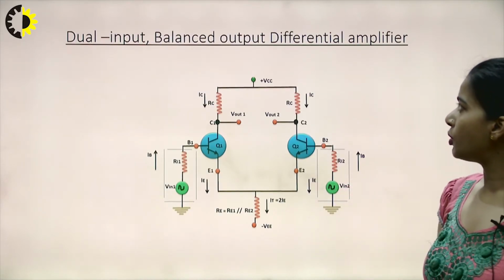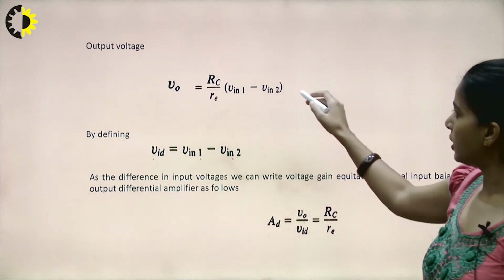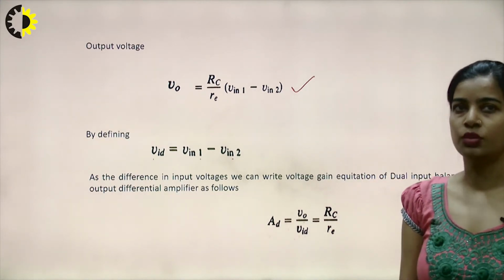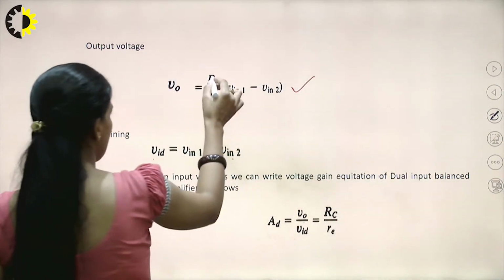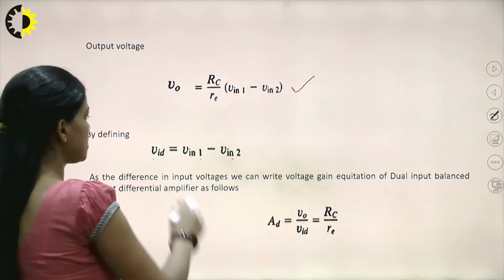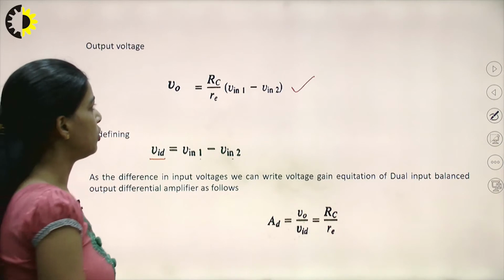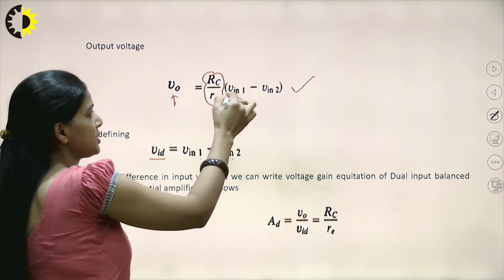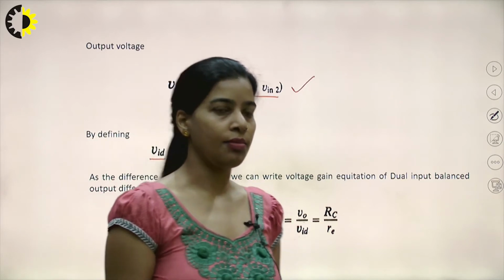This is your dual input balanced output differential amplifier. In the previous video I discussed how we can get this expression of V out. This is the output voltage of the dual input balanced output differential amplifier, which is capital RC upon small re times V in 1 minus V in 2. This V in 1 minus V in 2 is the differential voltage. So we can conclude that the output voltage is amplified by RC by RE times the difference of the input voltages. That is why it is a differential amplifier.